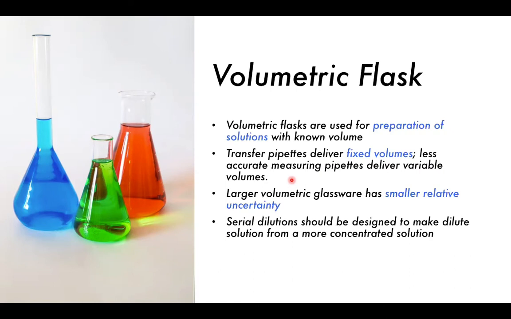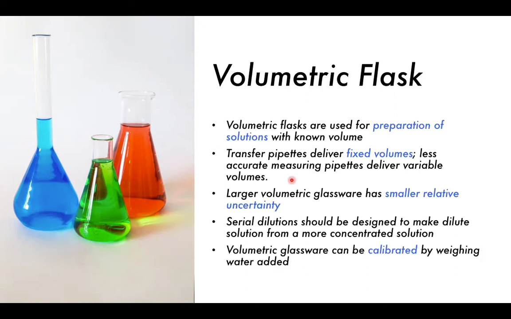Serial dilutions should be designed to make a dilute solution from a more concentrated solution. So usually, it's easier to make a dilute solution from a concentrated solution, as we learned in the earlier parts of this course, rather than a concentrated from a dilute. Going from a dilute to a concentrated, usually you have to remove some of the solvent somehow, maybe by heating it to evaporate the solvent.